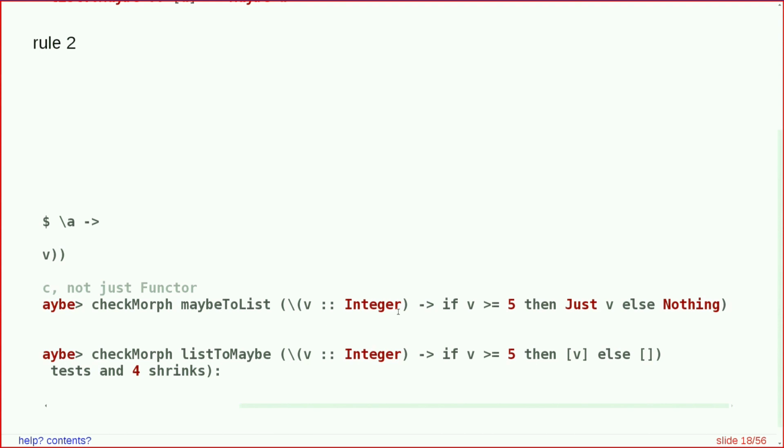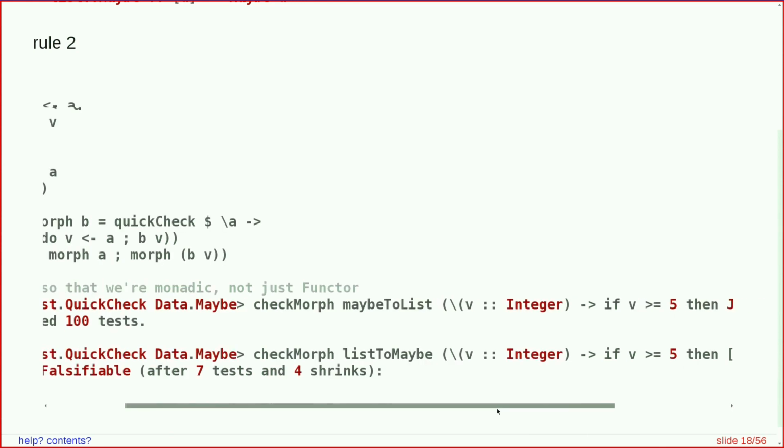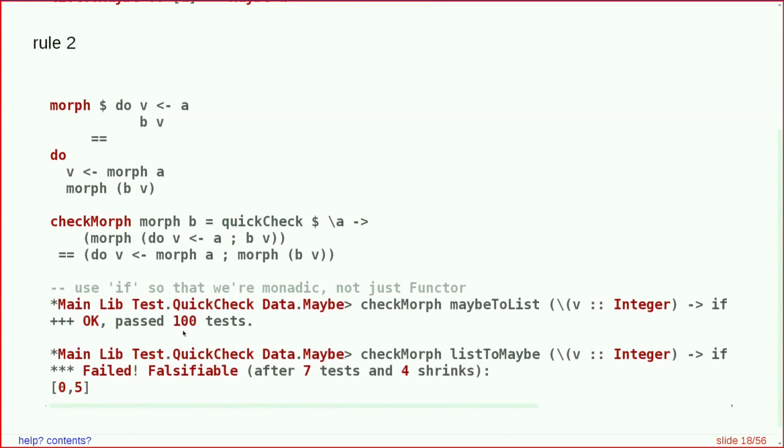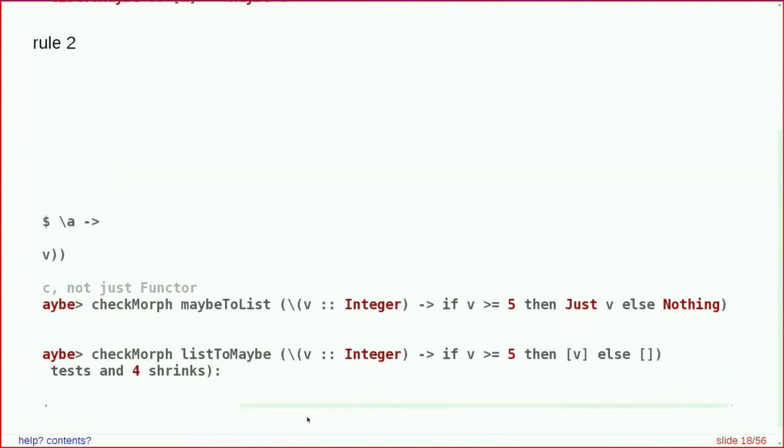I've used a little function like this. I'm going to go from a value v and say I'm either going to return nothing or just a value. I couldn't use abs because that doesn't have the right monadic behavior. But it works going from maybe to a list. It doesn't work if you go from a list to a maybe. And the case that fails is the list 0, 5, so a list of two elements, 0 and 5.